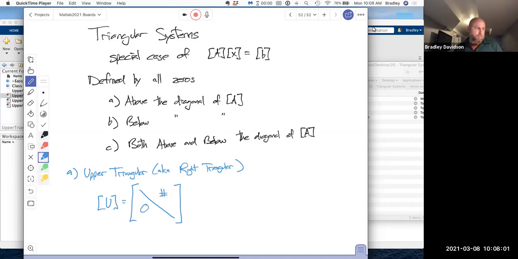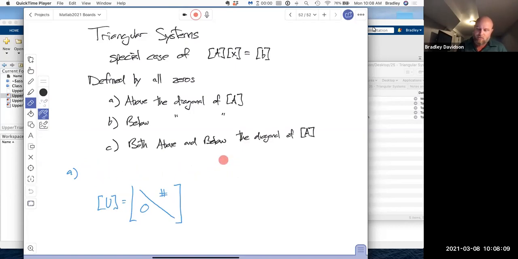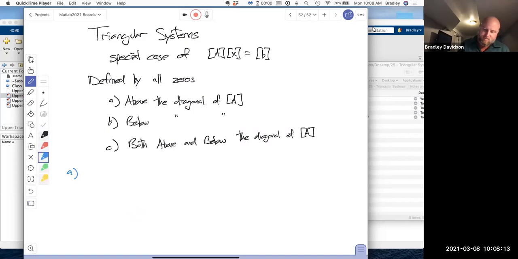Oh, did I get this wrong? I sure did. I need to back up. These are my lower triangles. Lower triangular. Pardon me. If there are zeros above, this would be called a lower triangular system or matrix, also called a left triangular. This is going to make a little bit more sense.